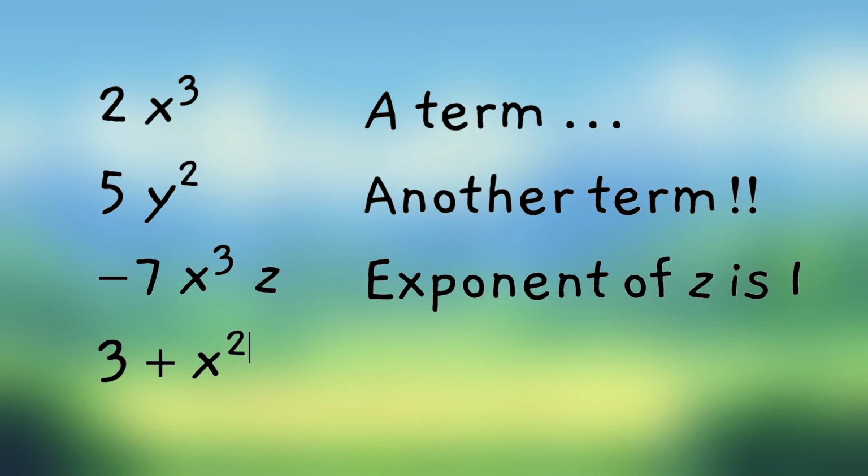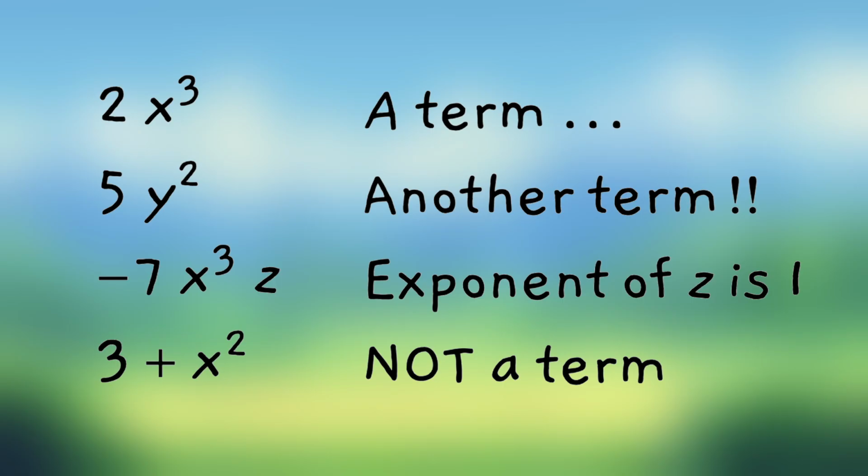3 plus x squared is not a term. That's because we're adding the number and the variable parts. This is an algebraic expression, but it's not a term. However, this expression is a sum of two terms. 3 is a term and x squared is a term.